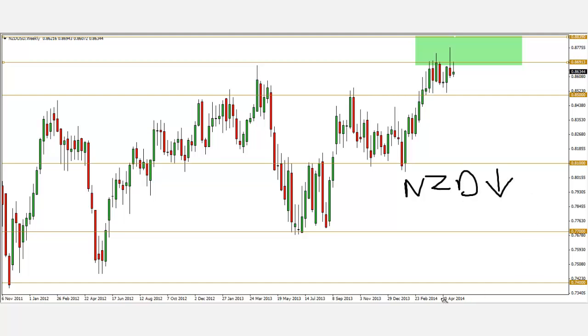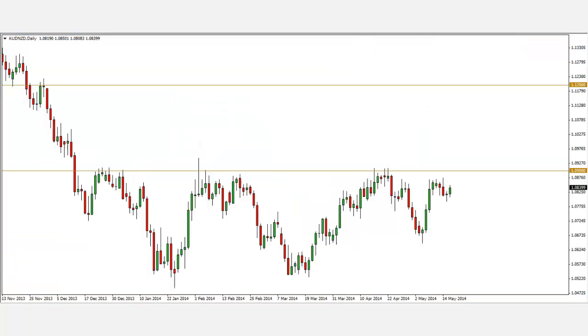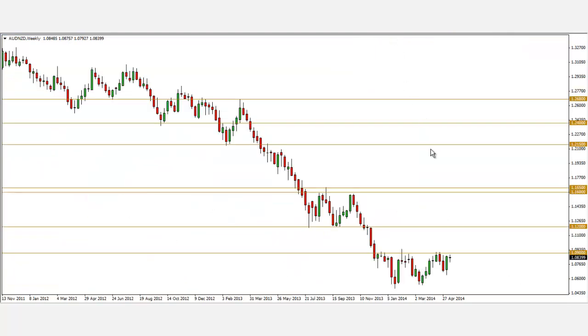Another pair I'll be talking about is the Aussie New Zealand. All right, so let's look at it. Looking at the Aussie New Zealand, you can see the weekly chart is still in a downtrend, right? Price is still making lower lows and lower highs. Lower highs here, here, here.